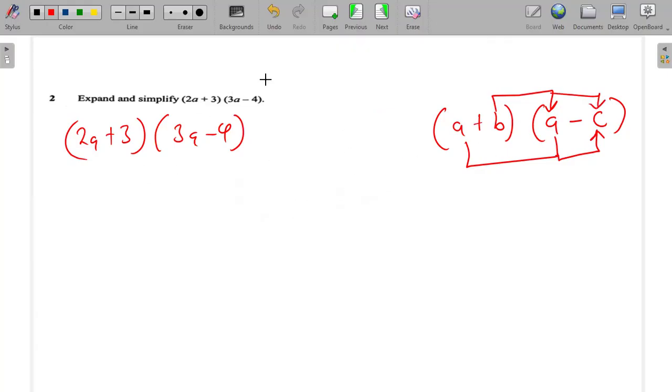Considering the signs that are there. So let's do the same here. We are saying we're going to get this 2a, multiply it with the 3a there, and later on multiply it with the 4. Okay, so let's do that.